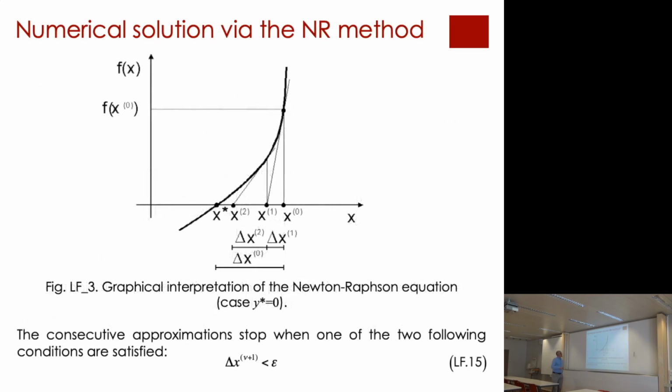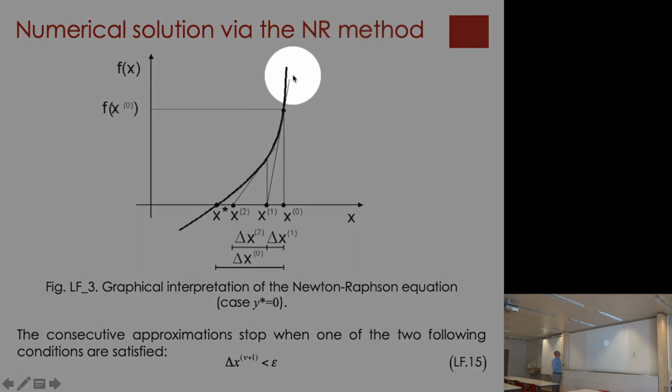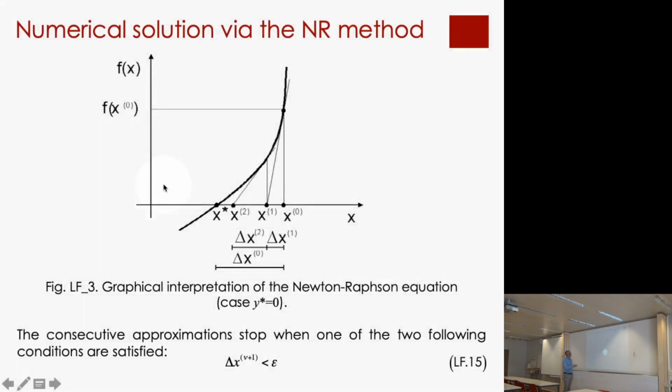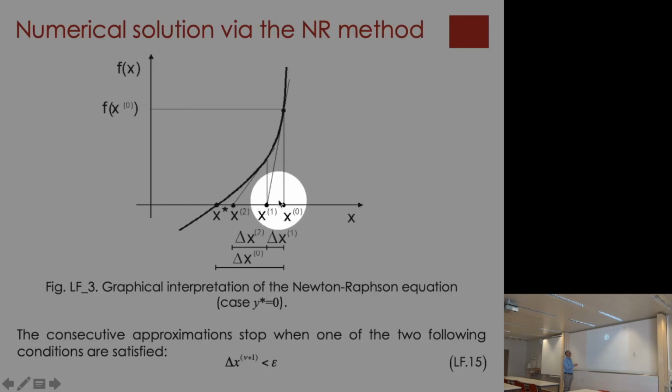Well, yes. Essentially, let's suppose that this is my f of x, okay? And I suppose that my y star is equal to 0. So essentially, I want to find this root of my equation. I want to find this x star for which f of x is equal to 0. Okay? So I start from x0. I compute my f of x0. I compute the df over dx, which is this tangent here. And the equation that I showed you before allows me to compute x1.